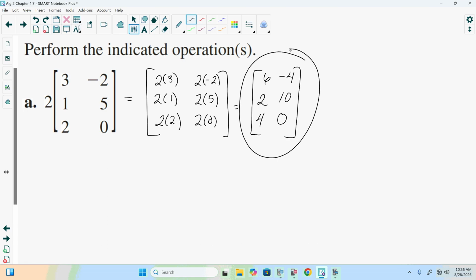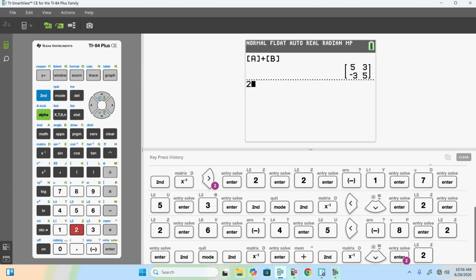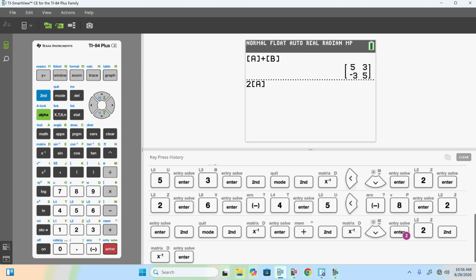Again, the graphing calculator can do these. We just have to put the matrix in, and then when we type it out, we'll say 2 matrix A, 2 times matrix A. If a number is put in front of the matrix in the calculator, it's going to assume its product. It's going to be multiplied. So if I go 2 matrix A, it will take that matrix and multiply it by 2. We do get a different matrix than what we just got because I did not actually put that matrix into the calculator.